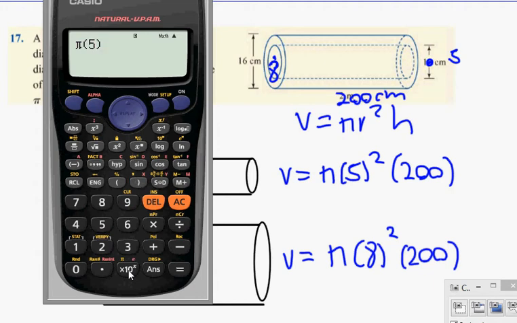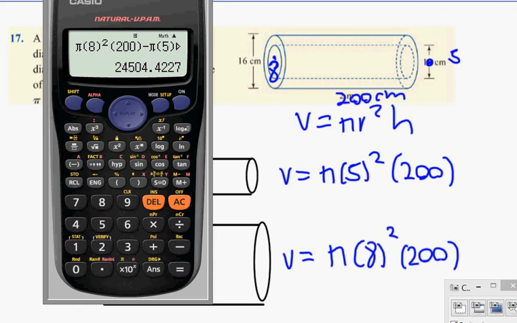Big one minus small one: pi times 8 squared times 200, minus pi times 5 squared times 200. Close the bracket and you get 7,800 pi. Press the change button and you'll get 24,504.